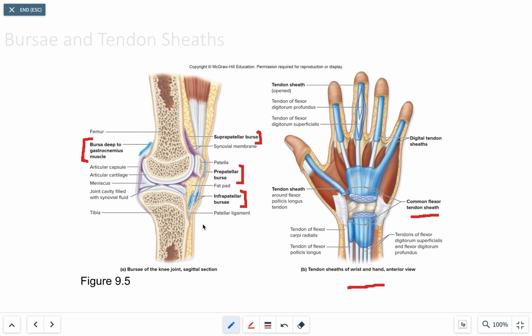We also see fat pads. That's the last part. So we see a lot of fat pads in the area of the knee, and fat pads are necessary for cushioning and support.